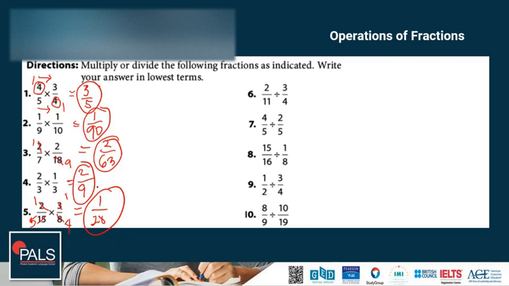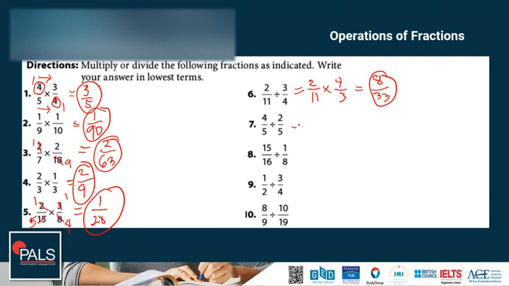Okay, let's proceed to number 6. The rule says flip the second fraction. So 2 over 11 times 4 over 3, then multiply across. 2 times 4 is 8. 11 times 3 is 33.